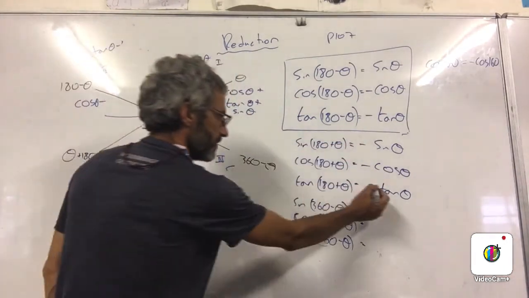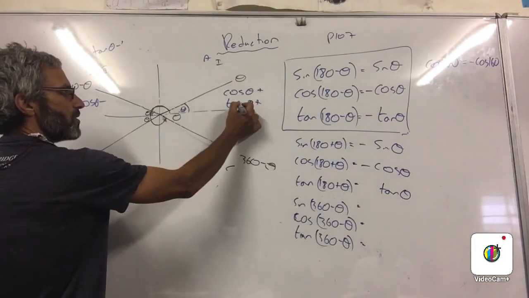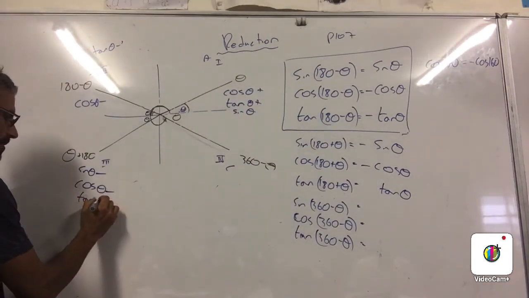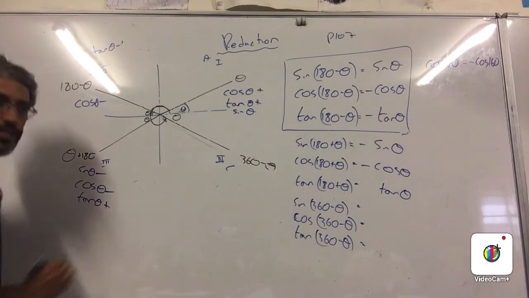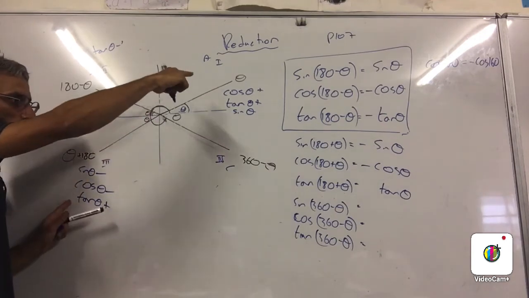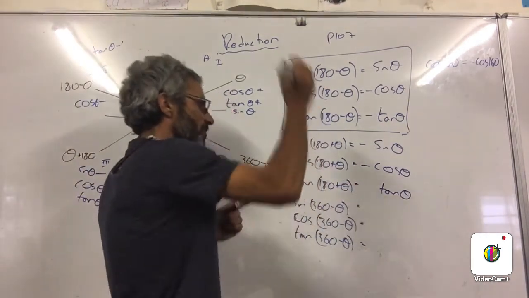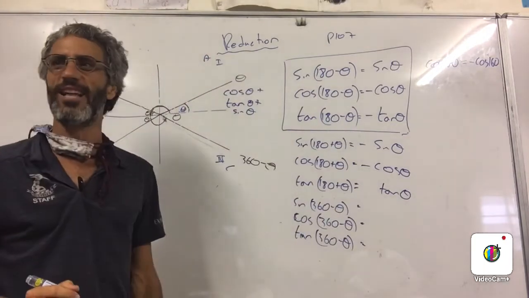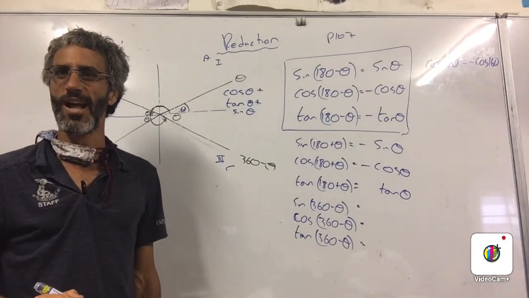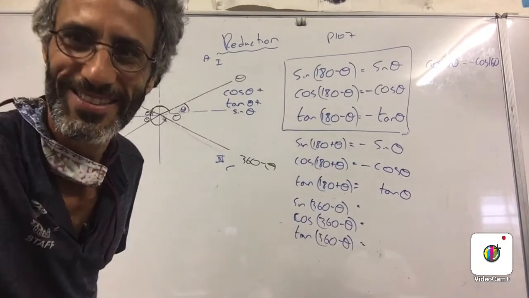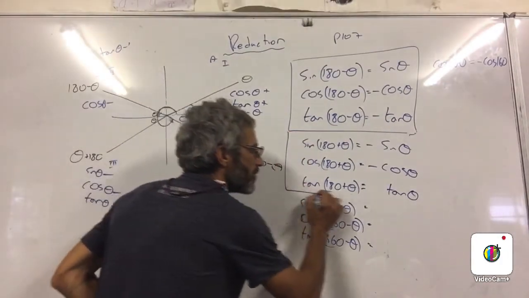Okay, tan. Tan is positive here. What about tan here? It's positive. Tan is positive in those two, so no negative. This is positive, this is positive, so I don't need to put a negative. It stays like that, because in the third quadrant it's positive. I'll pause again.